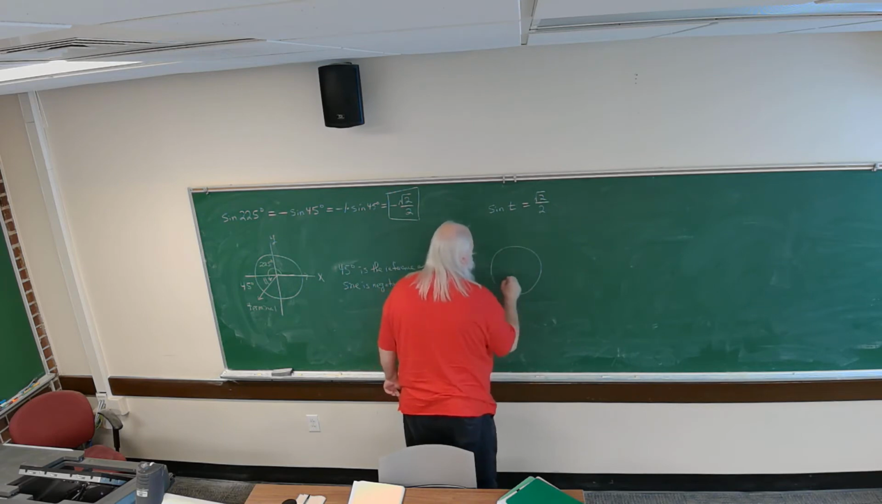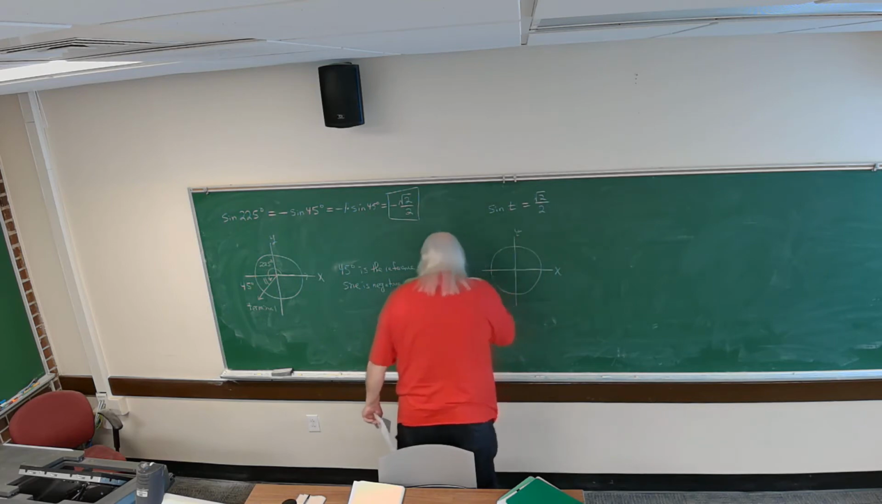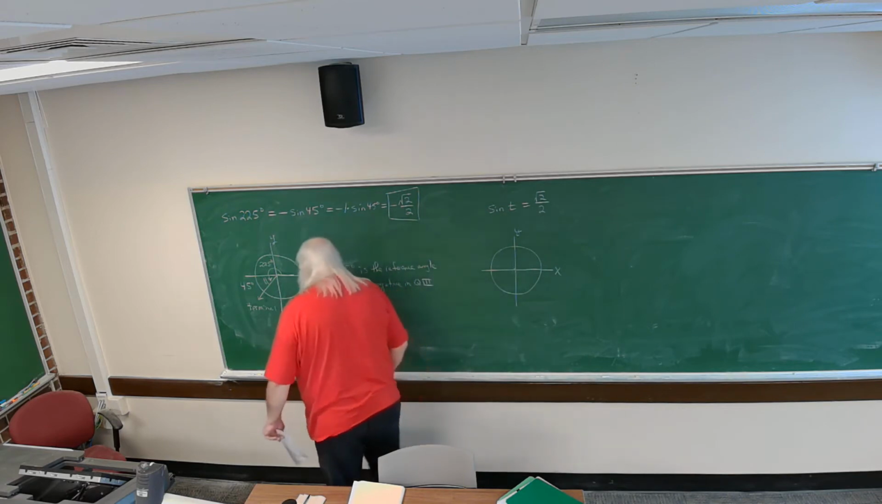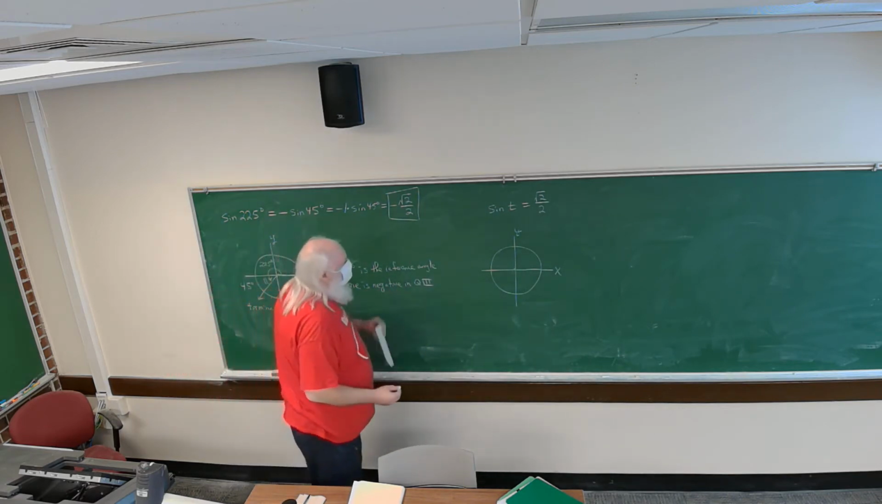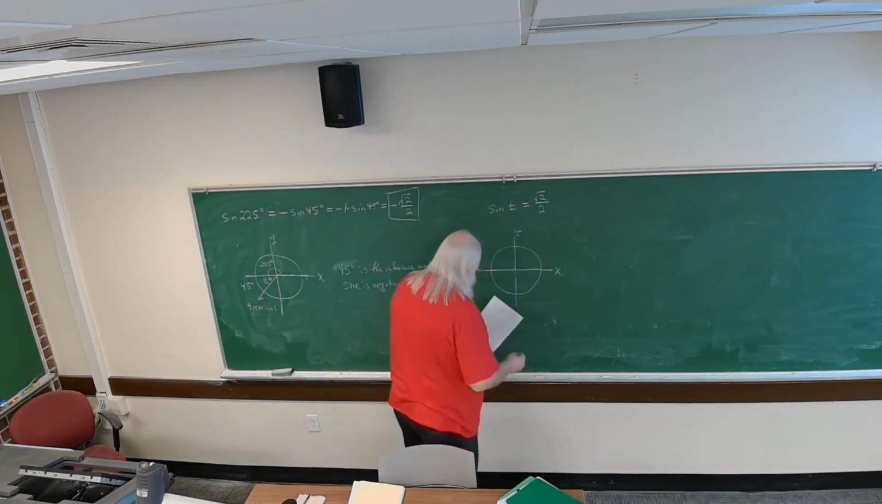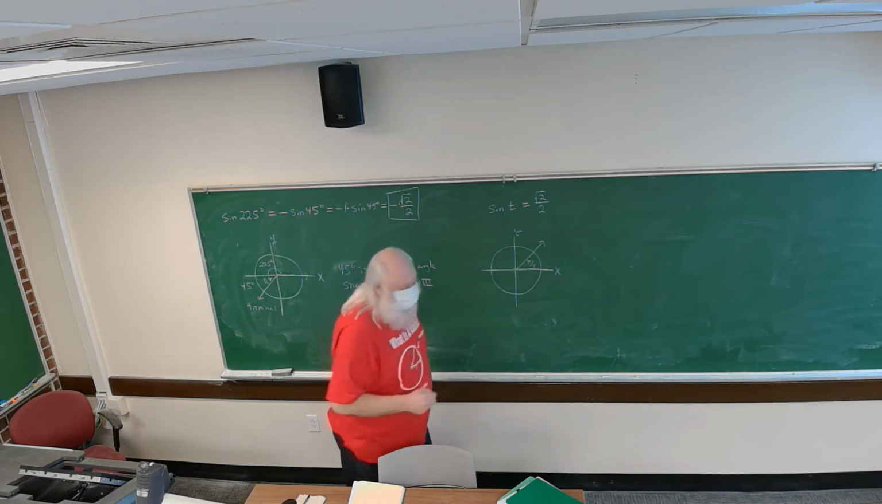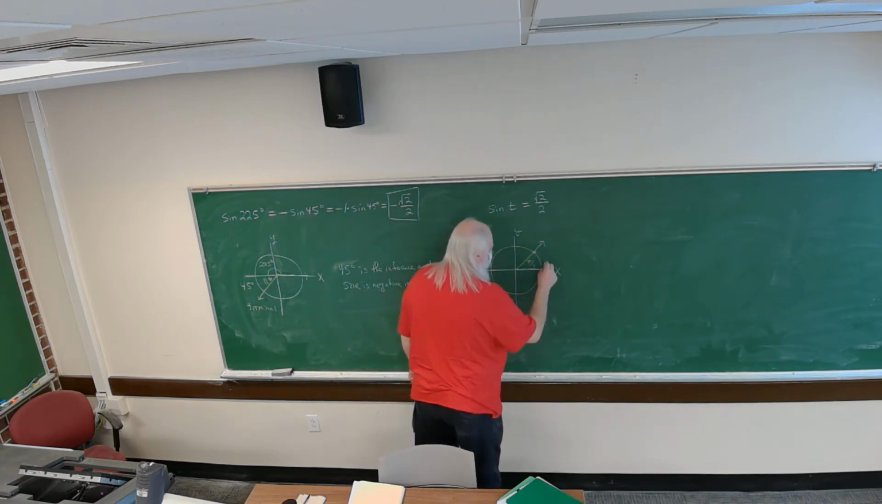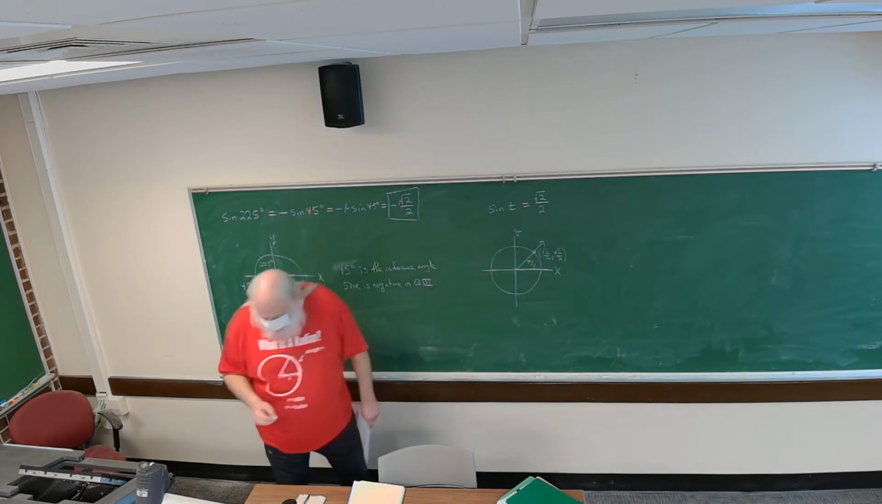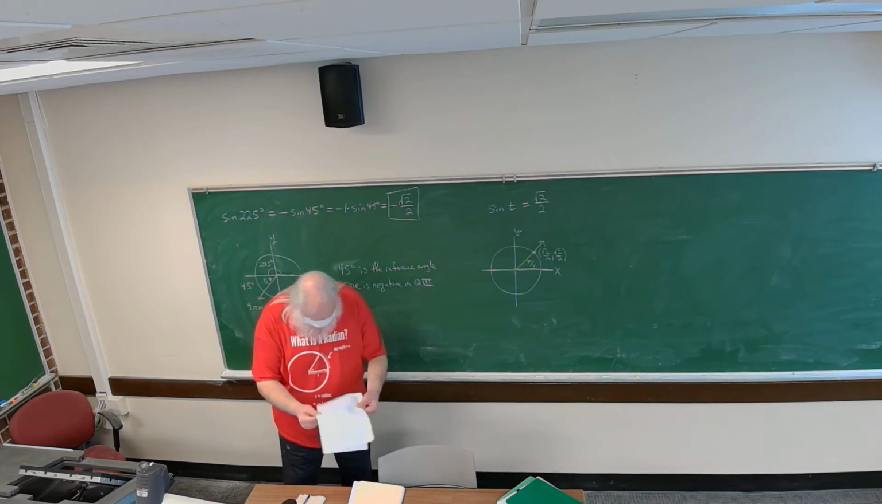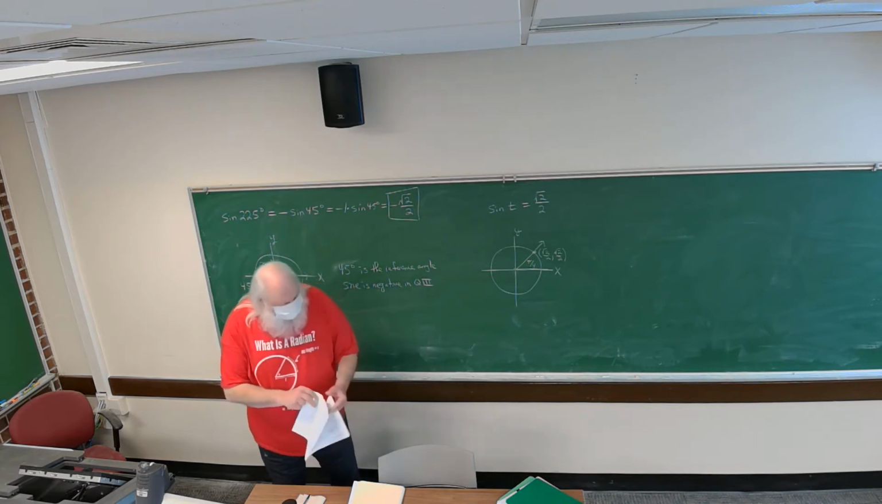Well, we know from the previous page, from previous work, that for the angle pi over 4 radians, both the cosine of pi over 4 and the sine of pi over 4 equal square root of 2 over 2, from page 4, I think it is. Yeah, bottom of page 4, okay?